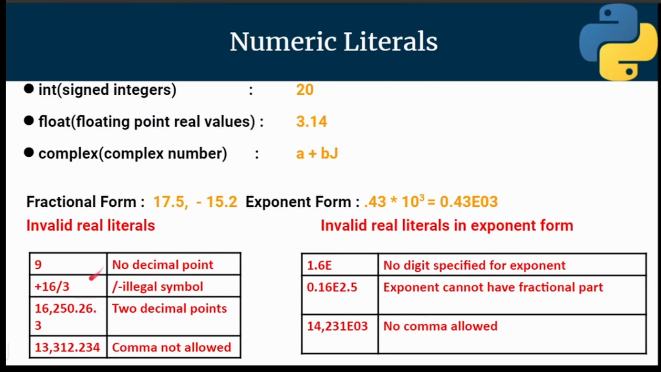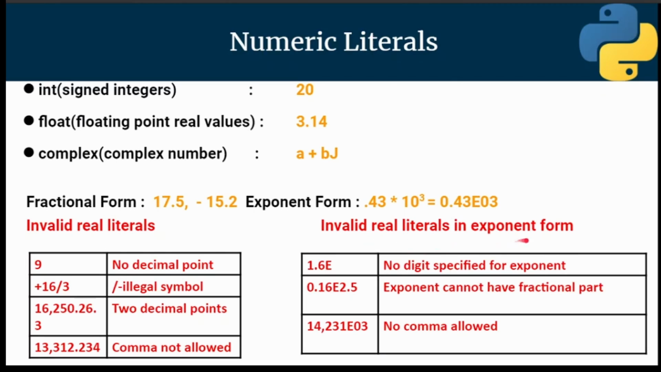There are some examples of invalid real literals and invalid exponent literals. First we have real literals. Real means the fractional numbers. You cannot write 9 only, because there is no decimal value, so it will be treated as an integer. Then plus 16 divided by 3, the slash sign is illegal. Now 16 comma 250.26.3, two decimal points are there. Also comma is not allowed.